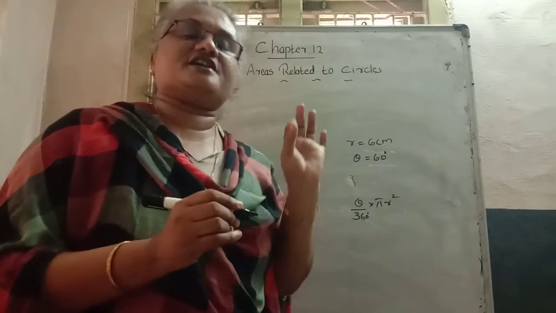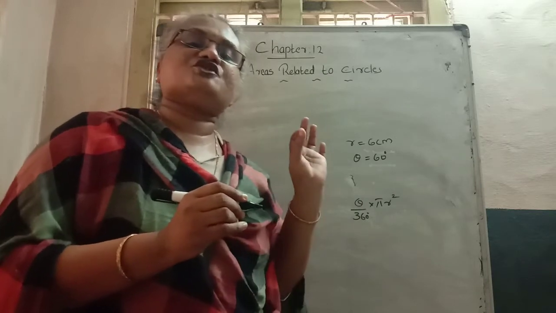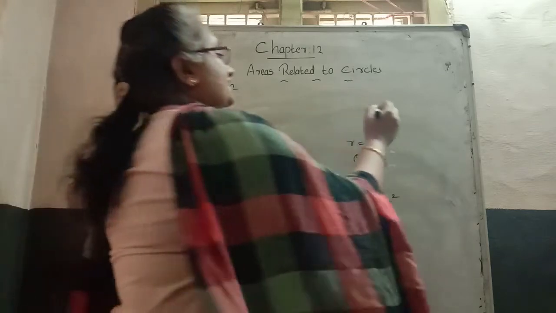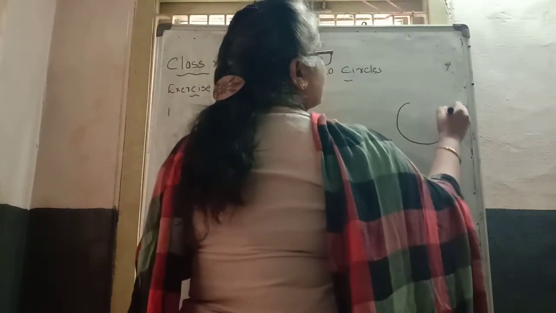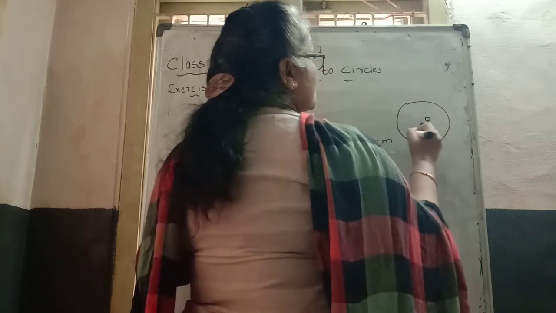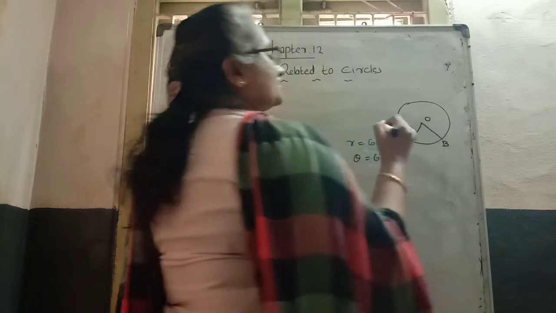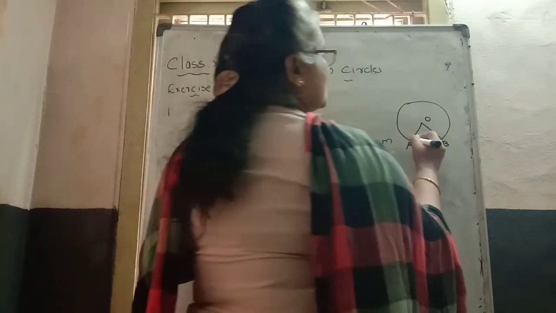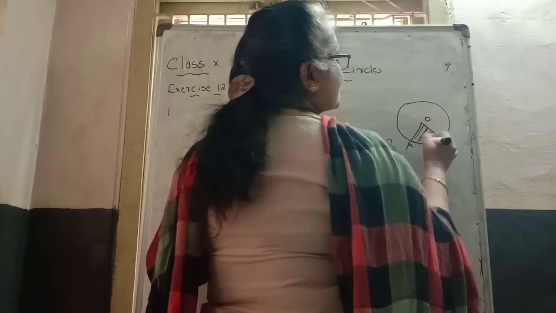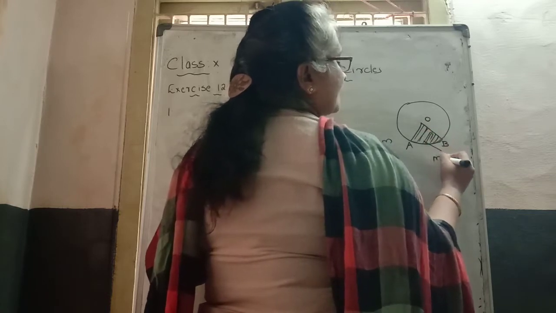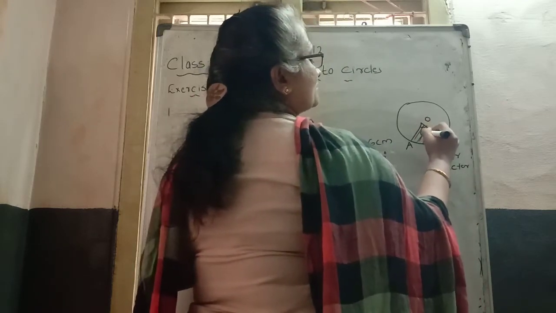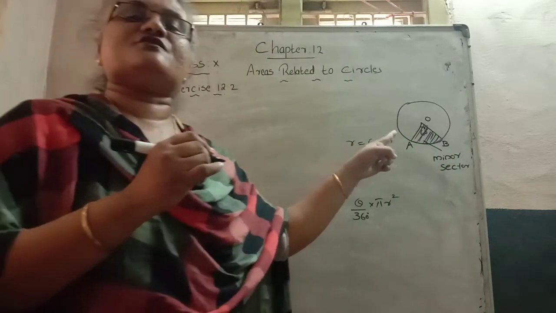Here only sector is mentioned, which means the minor sector case. Draw a circle, with O as the center. The two radii OA and OB, and AB is the arc. The area OAB is what they ask us to find. This part we call the minor sector, and it makes an angle of 60 degree, as given in the question.